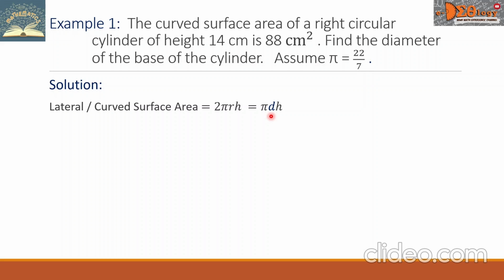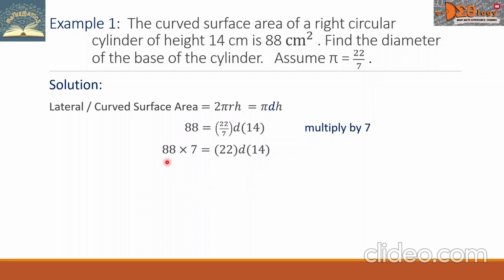Now let us substitute the corresponding values. The area is given as 88 square centimeters equals pi, which is 22/7, times d, which is what we want, times h, which is 14 centimeters. Now let us multiply this equation by 7 so that the denominator 7 goes to the left side. So we have 88 times 7 equals 22d times 14.